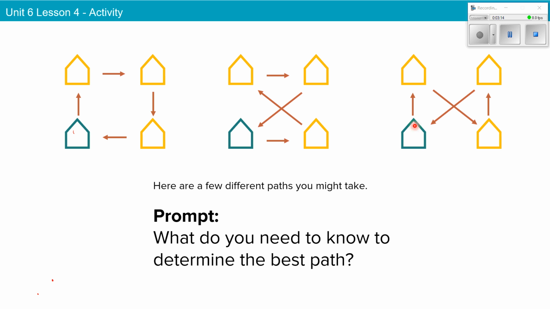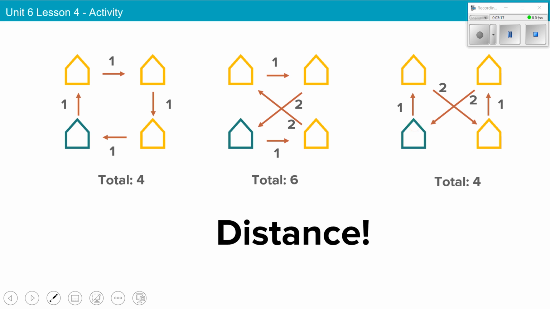Which one would make you decide that's the best path? Distance is the easiest way to do this. So you would want the one that takes the least distance. Our first example took a total distance of 4. Our second took a total distance of 6. I have some mathematical quibbles with saying these are distances of 2, but the important thing is they're longer than 1. And this also took a total distance of 4.